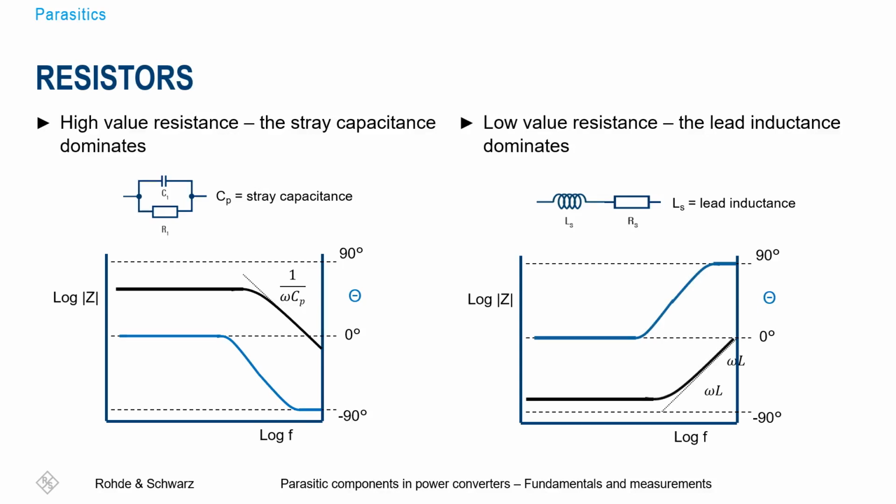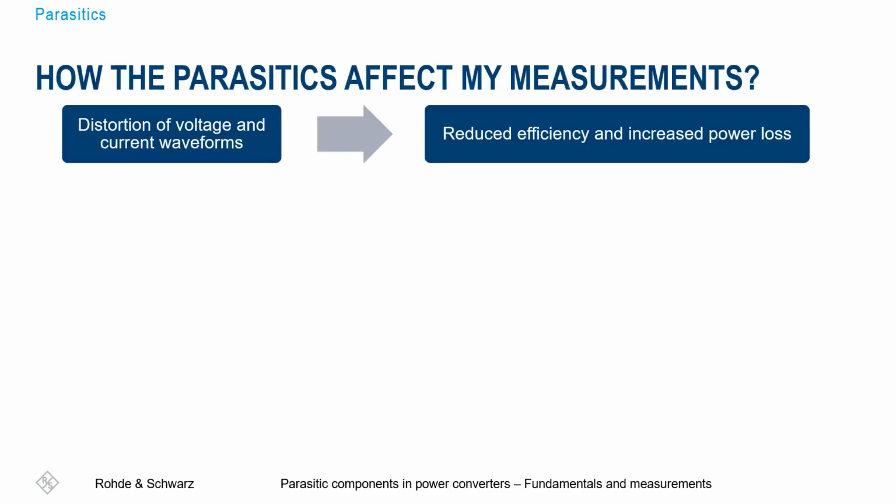In this case, it will behave like an inductance. After explaining where to find the parasitics, in which components, and how to model these components, let's see how these parasitics affect my measurements. First of all, there will be a distortion of voltage and current waveforms, which may lead to reduced efficiency and increased power loss.